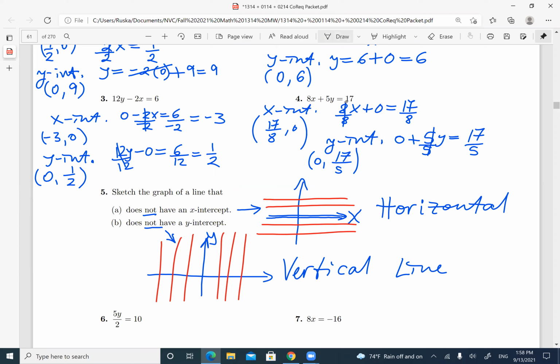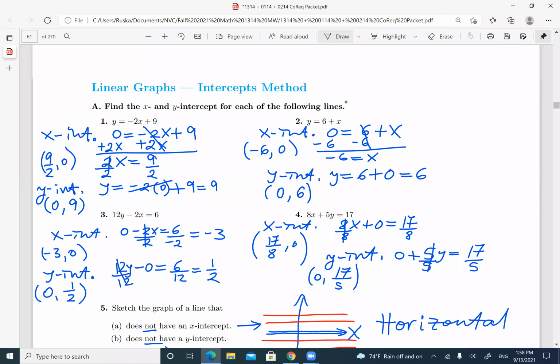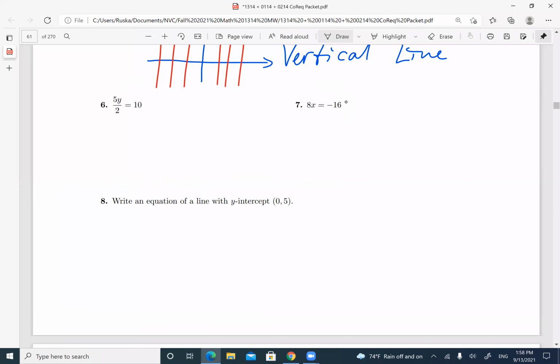Okay, go to number 6 and 7. What do you have to do for 6 and 7? Find the x-intercept and the y-intercept. I guess that's what you're doing, yes. So let's find the x-intercept and the y-intercept. So number 6, finding the x-intercept, right?